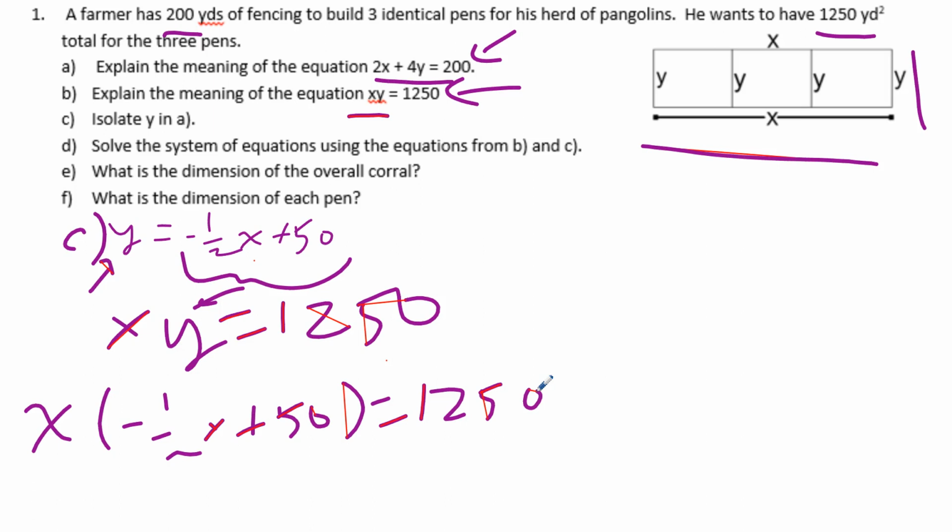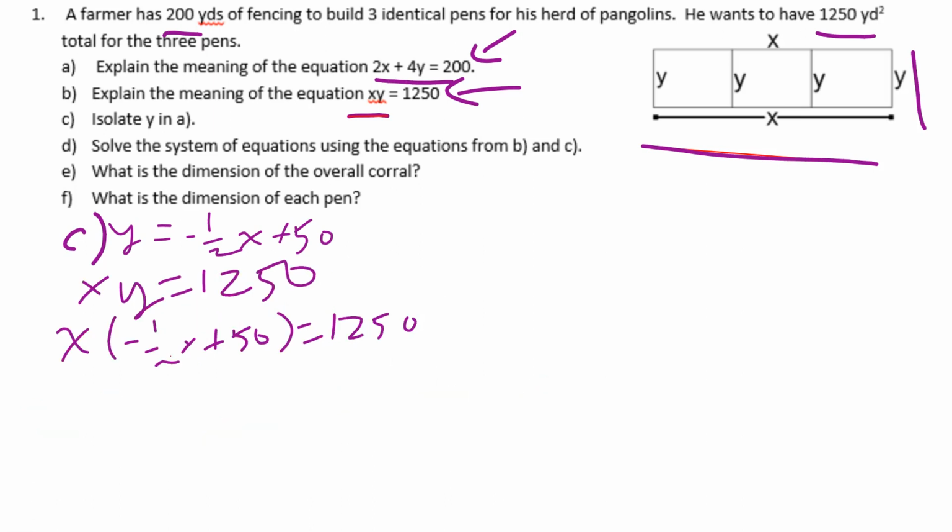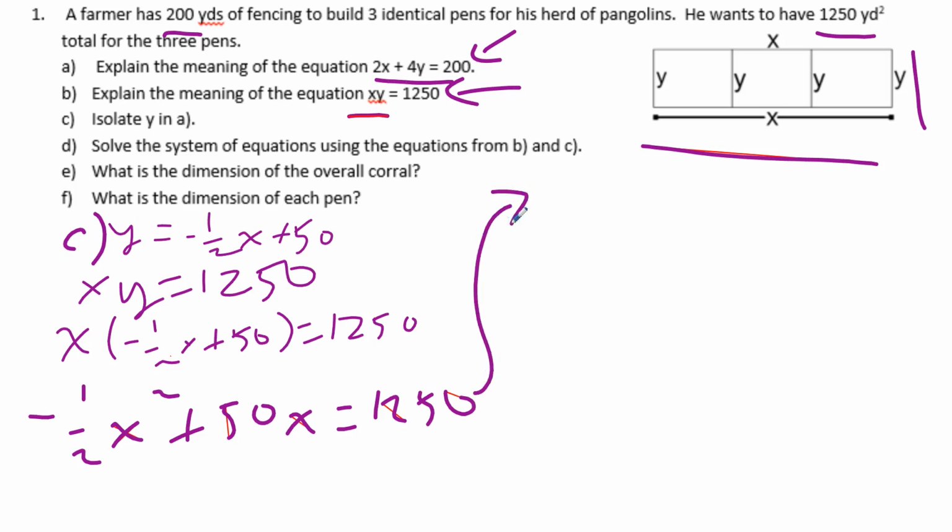So let me clean this up a little bit. All right, so now that I've cleaned this up, I'm going to do a little bit of math here. I'm first going to have to distribute this x to both terms inside the parentheses to get rid of the parentheses. If I do that, I get negative 1/2 x squared plus 50x equals 1,250. I'm not a big fan of fractions, so the next thing I'm going to do is clear the fractions by multiplying every term by 2. I get negative x squared plus 100x equals 2,500, right?